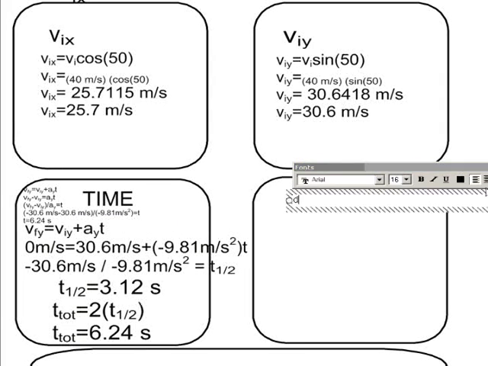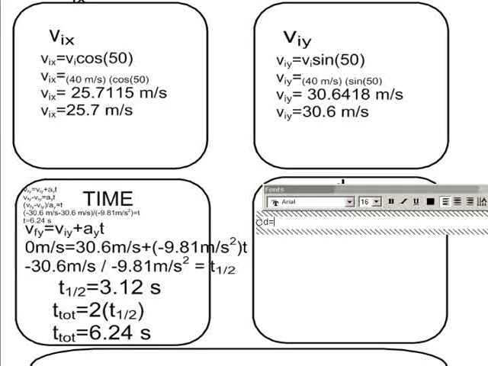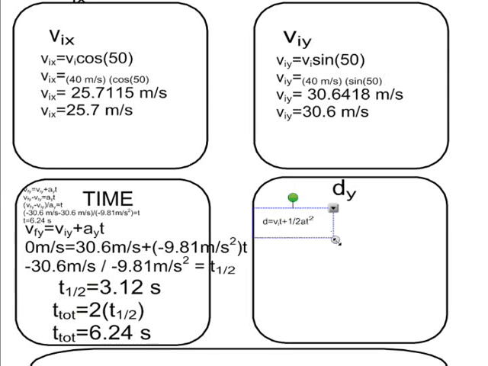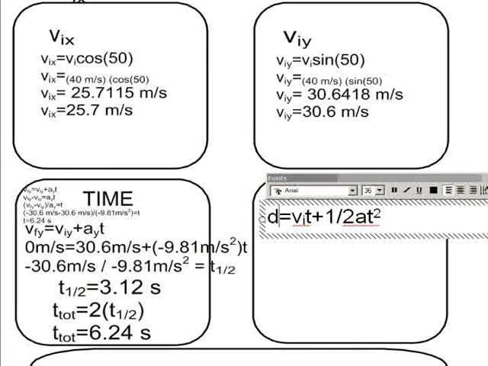Okay, next, I want to solve for my dy. To do this, I'm going to use a formula right off the reference tables. That is, I'm going to start with the basic form here. D is equal to VIT plus 1/2 AT squared. Now, you might have it written down as DF equals DI plus VIT plus 1/2 AT squared, and that's fine too. Our initial displacement in both the x and the y direction is 0, so I just got rid of that term.